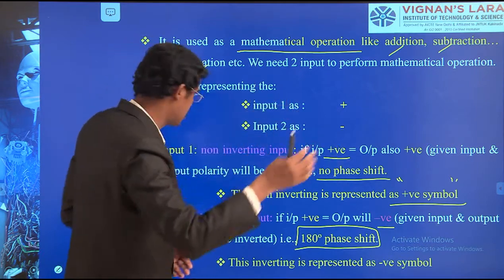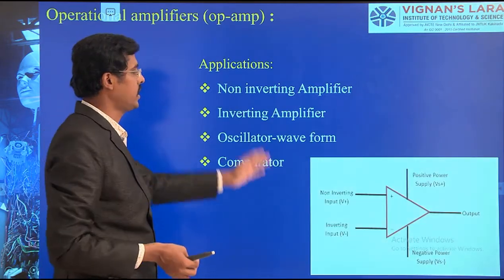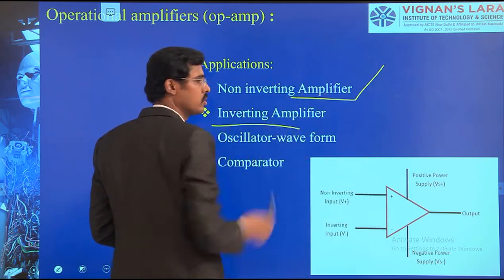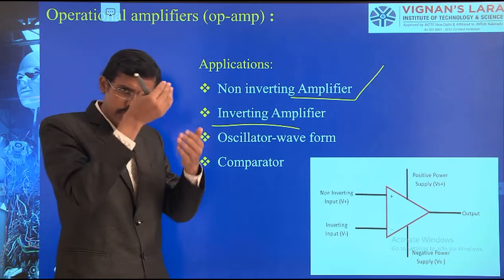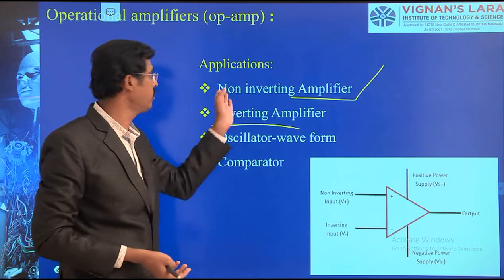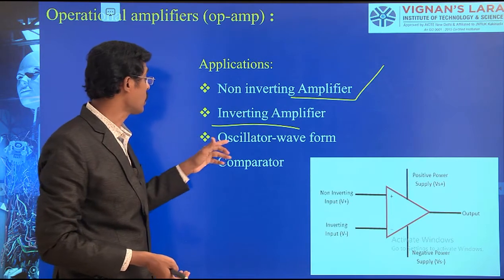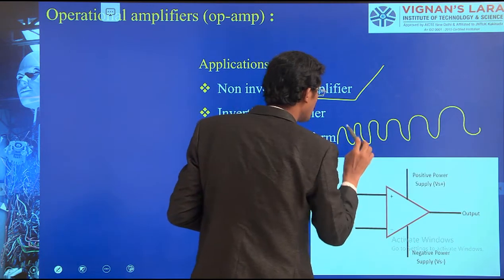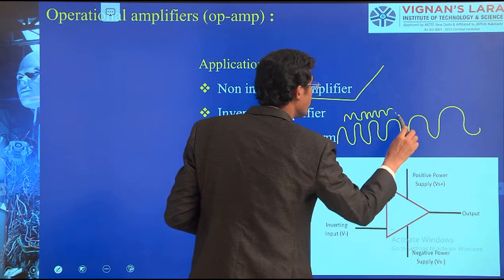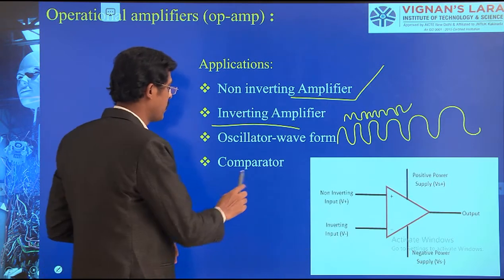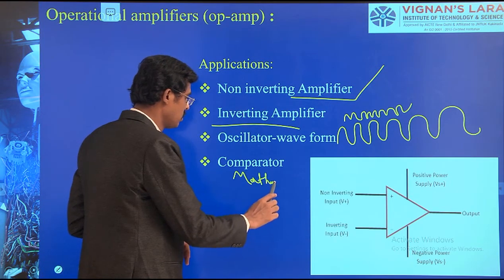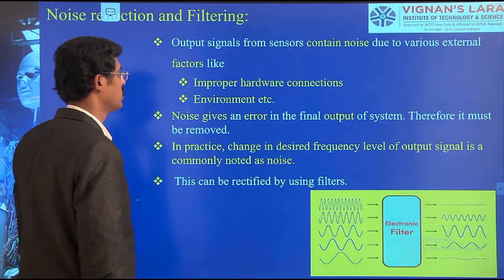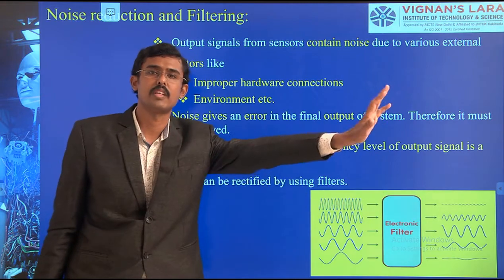A 180 degree change occurs. So the applications where we are using non-inverting amplifiers and inverting amplifiers, we know this, whether it is an inverted type, whether it is to be reduced or gained upward. Inverting, non-inverting. So the oscillating waveforms can be large or small. As a comparator, we can do mathematical comparisons here. So such cases are possible. Now we have done the amplifiers part.